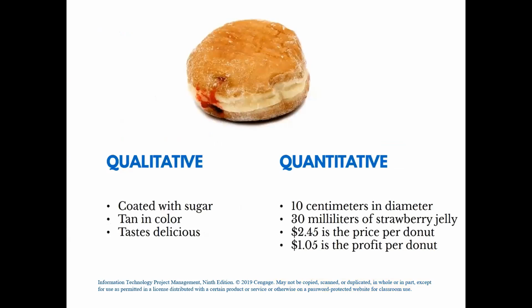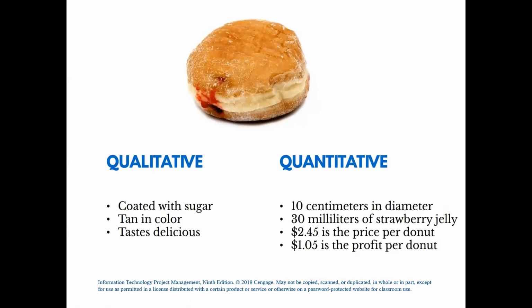Before I start the discussion on how to perform the qualitative risk analysis, we need to understand what is quantitative and qualitative. Now look at this slide, this donut. We can analyze it in two ways, qualitative or quantitative. For example, I say the donut is coated with sugar. If I see it, the color is brown, and when I have a bite, I say it tastes delicious. This description is actually qualitative.